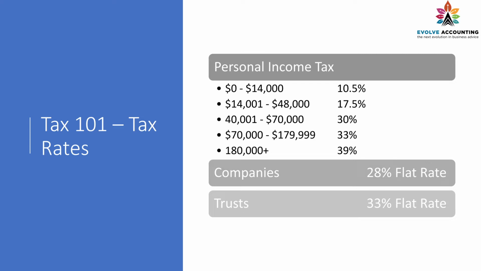As soon as you try to take the money out of the company, it has to come out by way of a dividend, and at that time you end up paying tax at the receiver's end. So if you're an individual, that could be 33 to 39%, or if you're a trust, you'll pay tax at 33%.